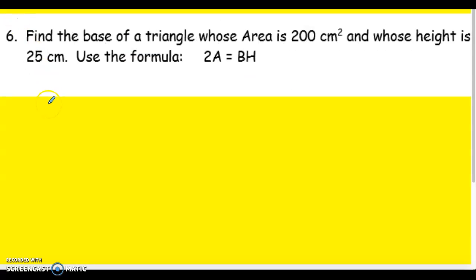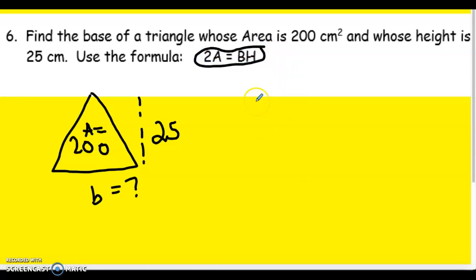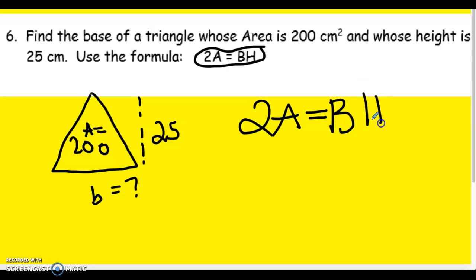Okay, question number 6. I can draw a triangle if I want. You want to find the base. The area is 200. So area is what's inside. So A is 200. The height is 25. So the height is how tall this is, 25. And you don't know the base. The base is missing. And you want to use this formula anytime you want to find the missing base or height of a triangle. So 2A means 2 times the area equals the base times the height.